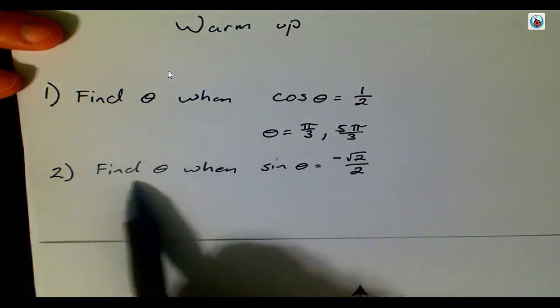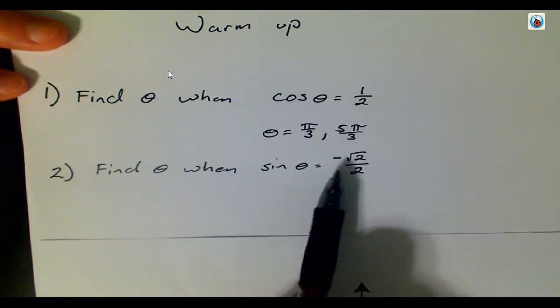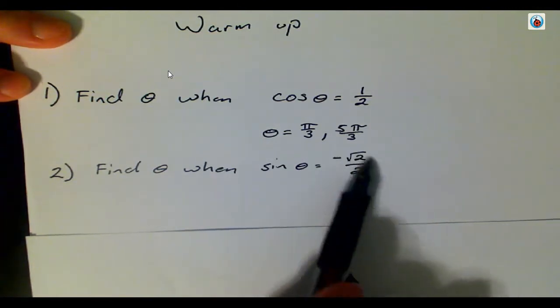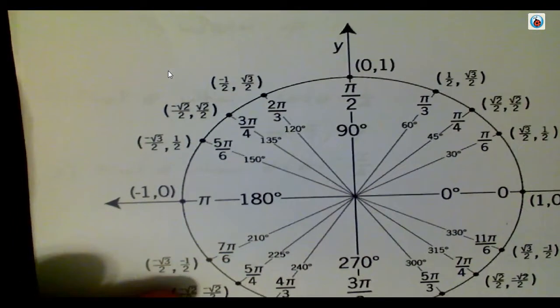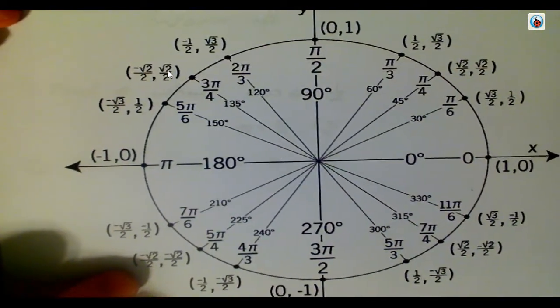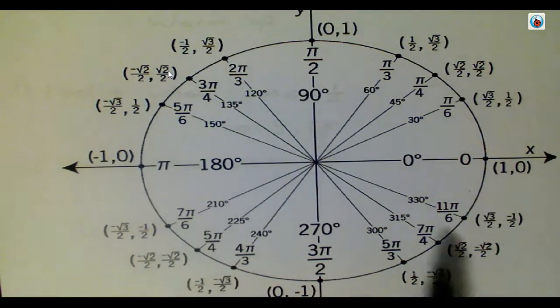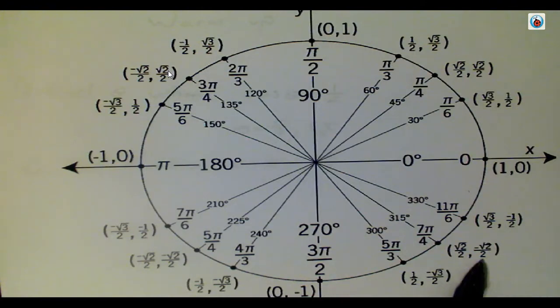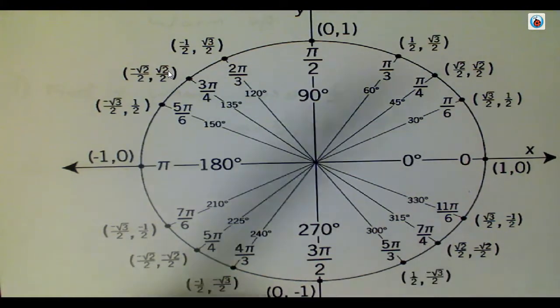Okay, now let's do this next one. Sine is the y value on the unit circle. I'm looking for the y values that are negative square root of 2 over 2. Okay, so on the unit circle, there we go. Negative square root of 2 over 2 for the y values is going to be at the bottom of your graph, right? Because y is negative down. Okay, so there's one and there's one, right? So what angles are those? That would be 5 pi over 4 and 7 pi over 4. So those are our answers.